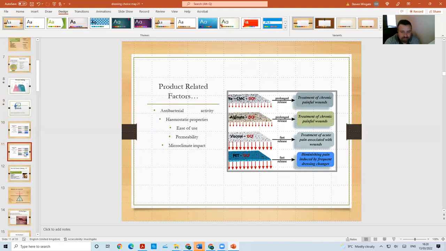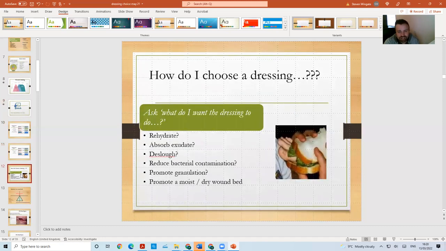Is there some antibacterial part to it? Is there ease of use? So all of these questions we need to think about. So how do you choose your dressing, and what do I want to do here? So we need to look at, are we looking for it to rehydrate? So to keep the moisture, put a bit of moisture in because the skin's really dry. Are we looking for it to absorb because the skin's too wet? Are we looking for it to reduce bacterial contamination? So are we looking for it to have some kind of barrier? Are we looking for it to promote that granulation? Or are we looking for it to promote a moist or dry wound bed?